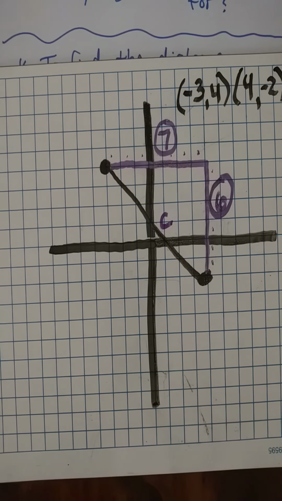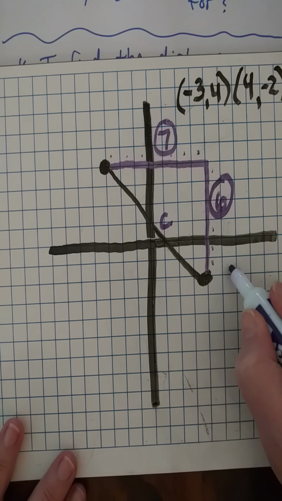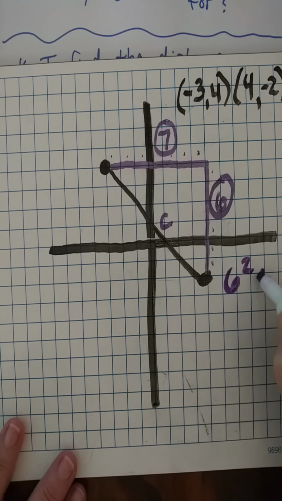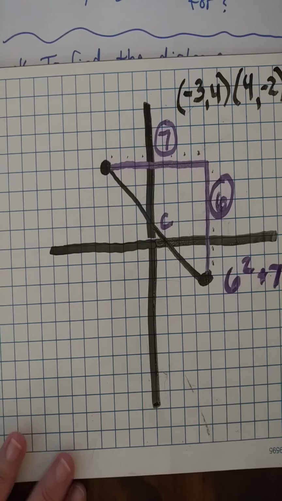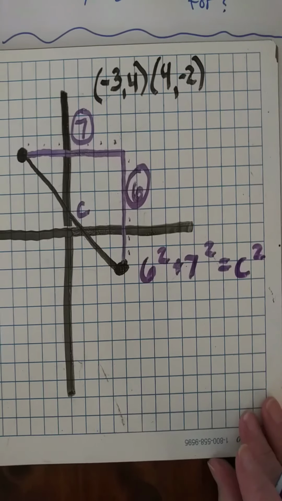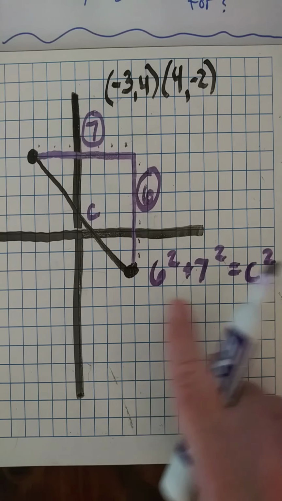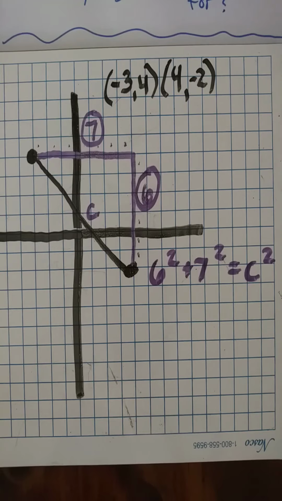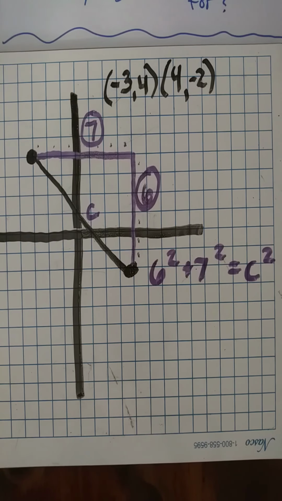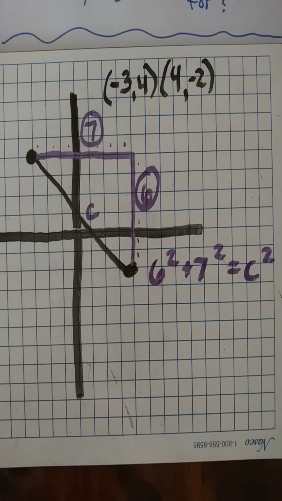All right, so we're going to plug it into our Pythagorean theorem. 6 squared plus 7 squared equals C squared. Now remember at this point, if you had these 2 things switched around, that's okay, because it doesn't matter which leg you use for A and which leg you use for B, because you end up adding them together anyway. So the order can be switched.